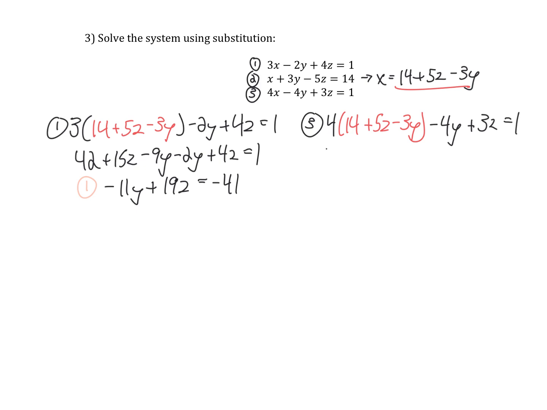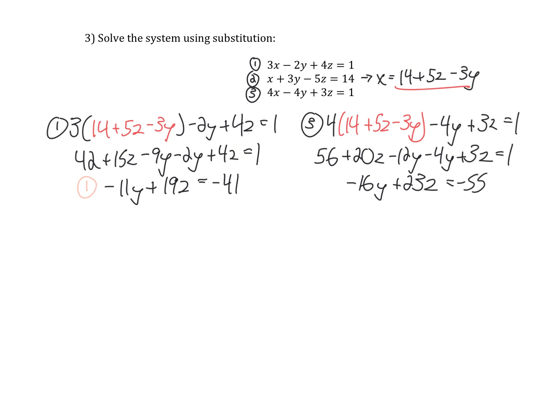If I simplify this, again, use a calculator where you need it. We have 56 plus 20z minus 12y minus 4y plus 3z equaling 1. And if I combine that, I get negative 16y plus 23z equaling negative 55. And that's my new equation 2.